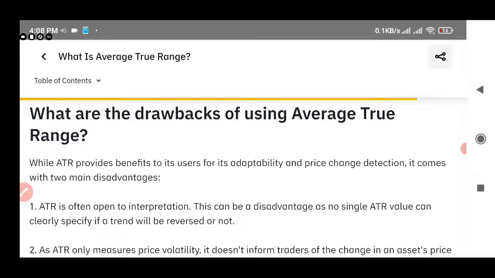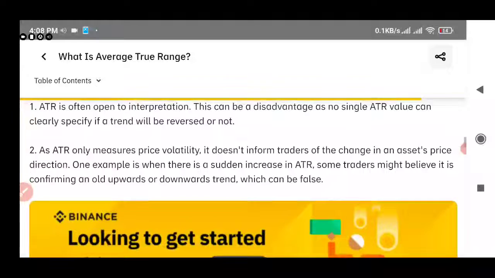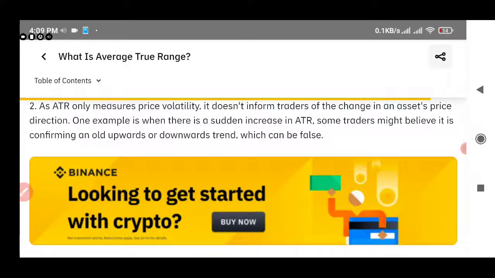What are the drawbacks of using average true range? While ATR provides benefits to its users for its adaptability and price change detection, it comes with two main disadvantages. 1. ATR is often open to interpretation. This can be a disadvantage as no single ATR value can clearly specify if a trend will be reversed or not. 2. As ATR only measures price volatility, it doesn't inform traders of the change in an asset's price direction.